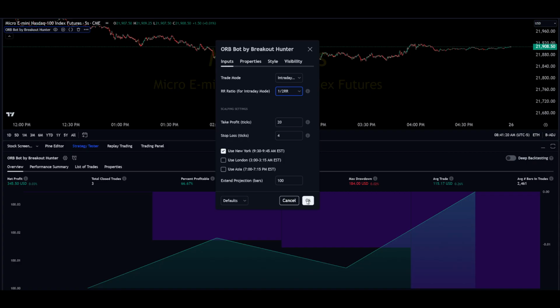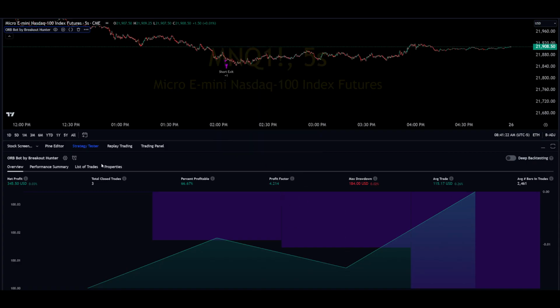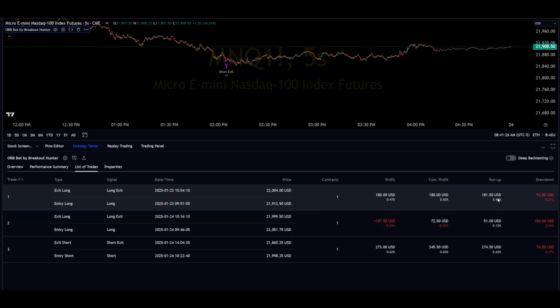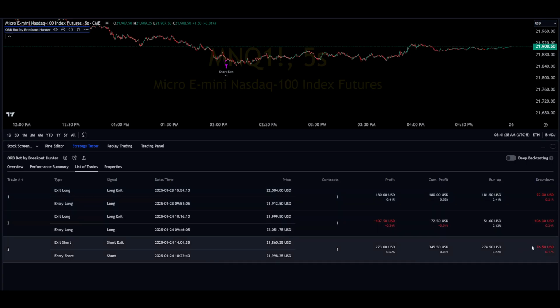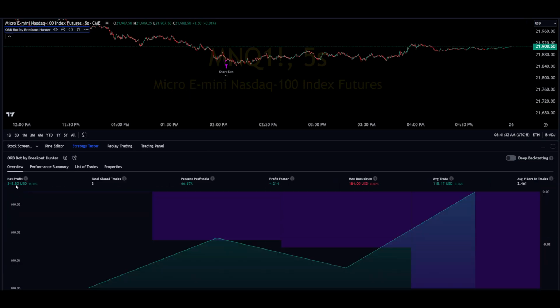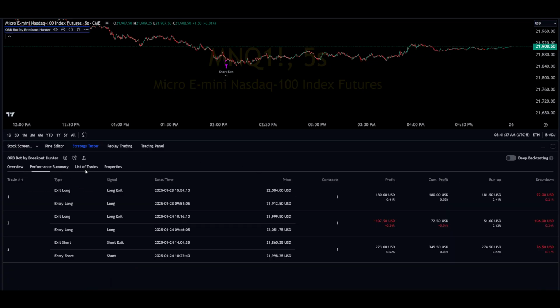So there's that. And if you go to the list of trades, it shows you cumulative profit here, our run up, and its drawdown. So you're never risking anything. This is just micro, so obviously the numbers are kind of small, but this is one day right here in trading, basically. So, well, the 23rd and the 24th.